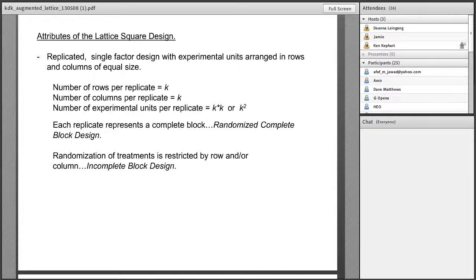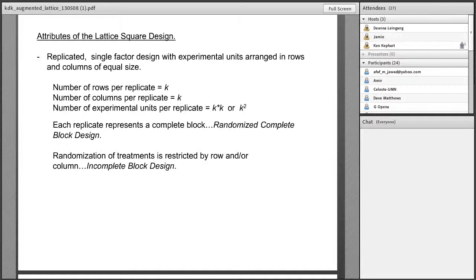So what are the attributes of a lattice square design? Well, quite simply, these are replicated single factor designs where the experimental units are arranged in rows and columns of equal size. Except for the replicated part, you've probably heard of a Latin square, which is a single factor design with experimental units arranged in rows and columns. So this is an extension of the row and column designs that were developed. In fact, initially this was called a quasi-Latin square design before Frank Yates coined the term lattice square.